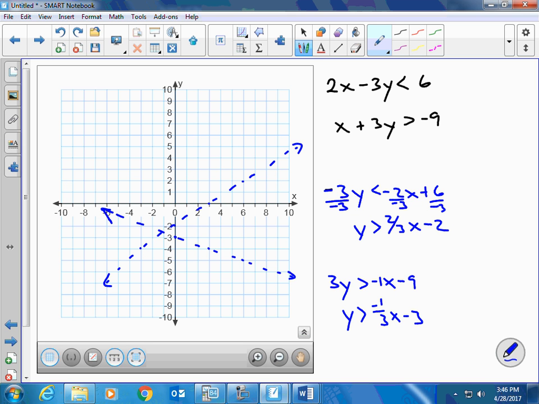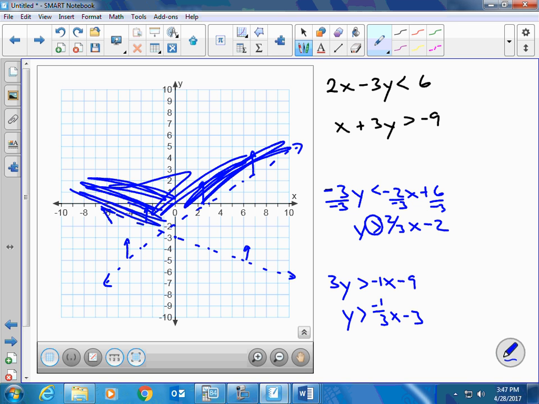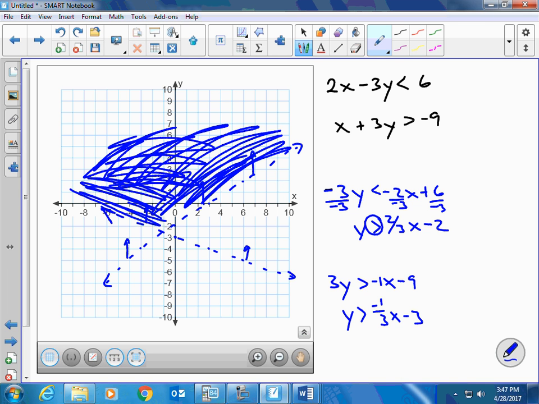I want every y value that is greater than the line. So here is my line. The y values that are greater are above the line. In the second one, I want every y value that is greater, the ones that are above the line. Where is the overlap? The ones that are above both lines. So everything out here is going to satisfy both inequalities. And you don't have to get too crazy in your shading, but this is my shaded area out here. Okay? All right, let's try another one.